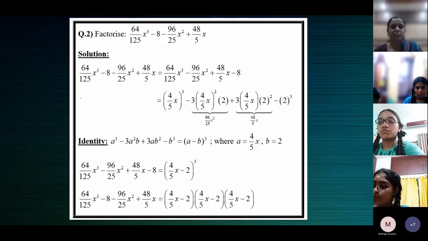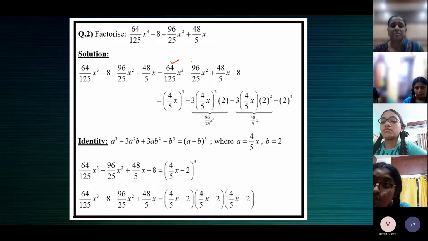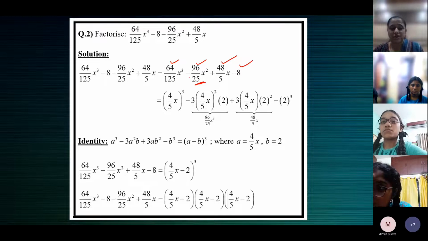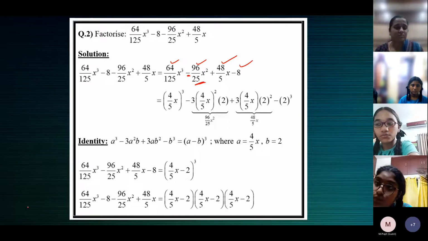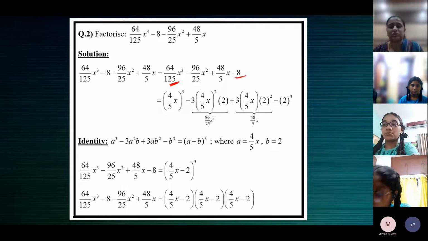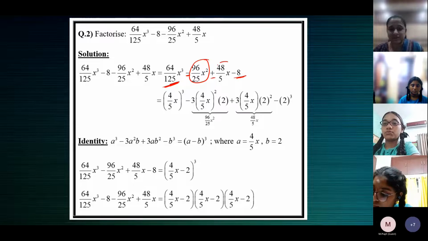So see here, children. I first arranged it. So this is a cubed minus 3a square b plus 3ab square minus b cube. Now your doubt may be, how do you know that this will be the 3a square b term? From the sign you can make out. Use the signs and arrange the terms. This is a cubed, and of course, this is b cubed.